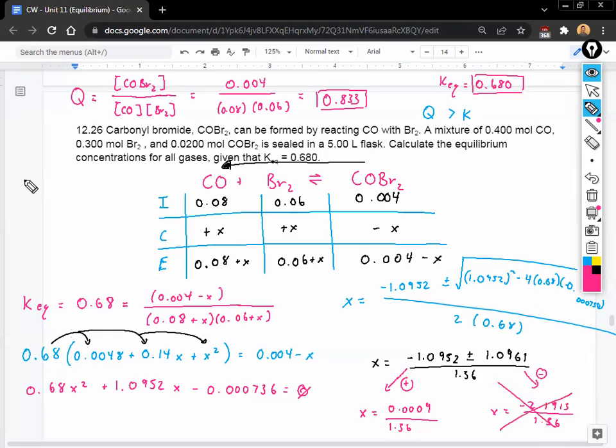Okay, so x is going to be equal to 0.006618. We can rewrite that in scientific notation: 6.618 times 10 to the negative 4. This is going to be our value for x. All right, I'll pause right there before I give you the final concentration answers.